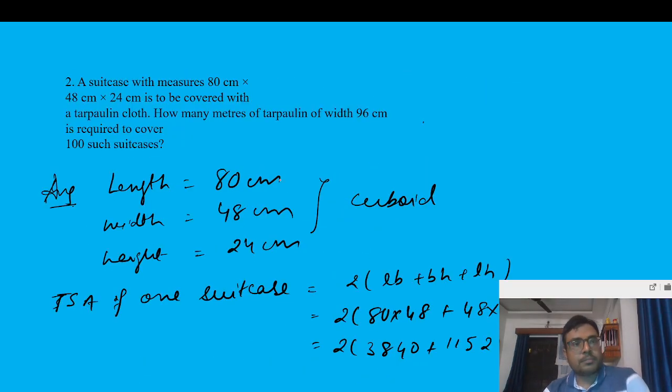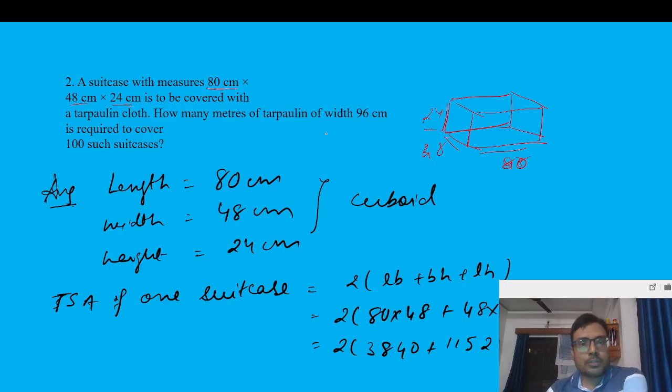Now next question. A suitcase with measures 80 centimeter into 48 centimeter into 24. This is length, width, height. Is to be covered with a tarpaulin cloth. So this is also a cuboid. So this is 80, this is 48, and height is 24.